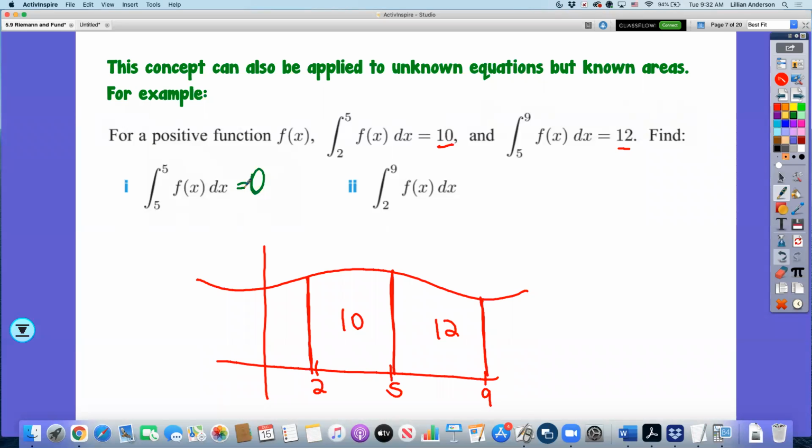But what about from 2 to 9? 22. How'd you get 22? Add 10, because you add the area from 2 to 5 and then add the area from 5 to 9. 22. Very good.